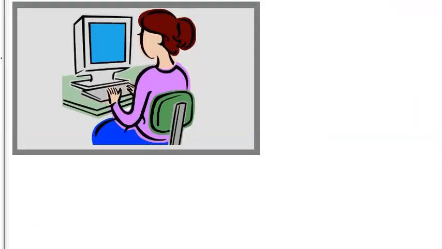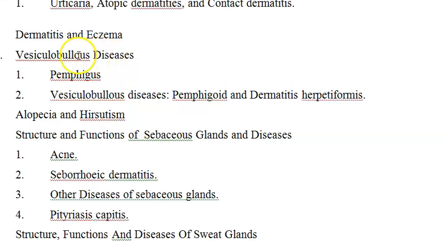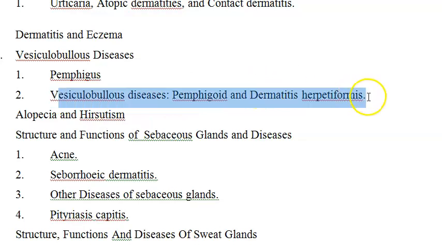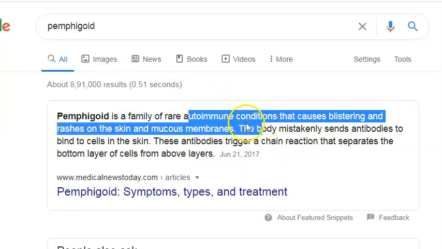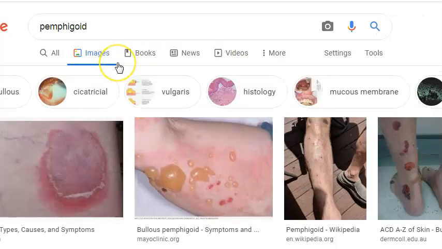How's it going, guys? Are you able to get some idea of dermatology? We are giving you the basic things here, and also images so that you will learn some terminology. Let's continue. Vesiculobullous diseases like pemphigus, pemphigoid, dermatitis herpetiformis, okay. Pemphigoid is an autoimmune condition with blistering rashes on the skin, okay.